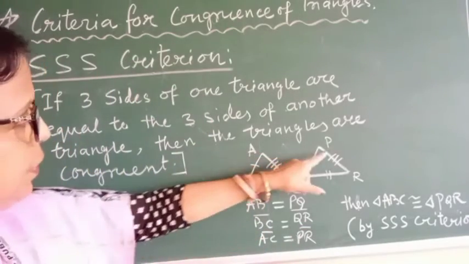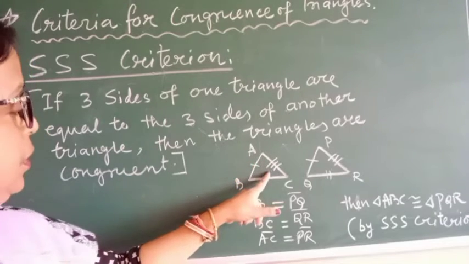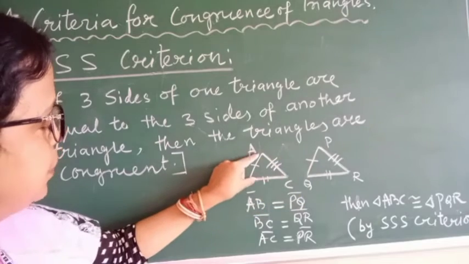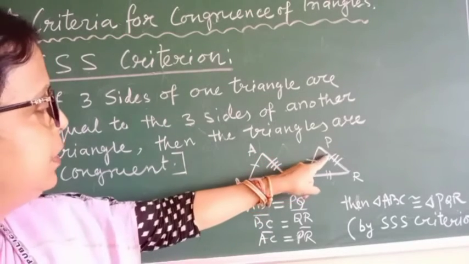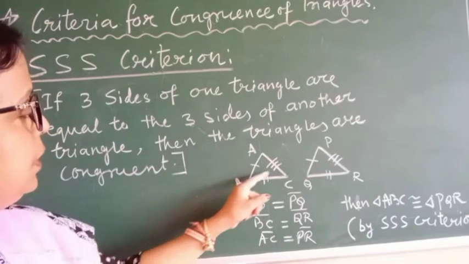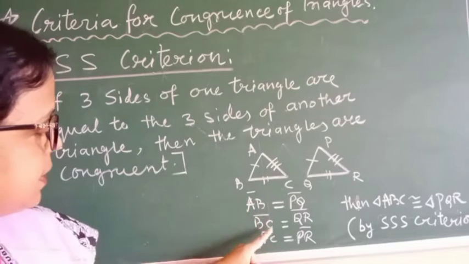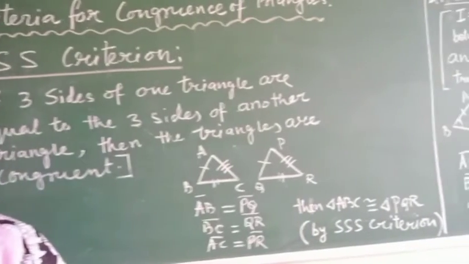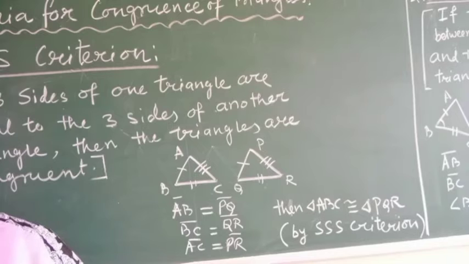Then if I cut this triangle and place it over the other, as I have shown yesterday, these two triangles will coincide. Their sides are the same, and because their sides are the same, the angles will be exactly the same. So we can say that these two triangles are congruent by SSS criterion. Understood?